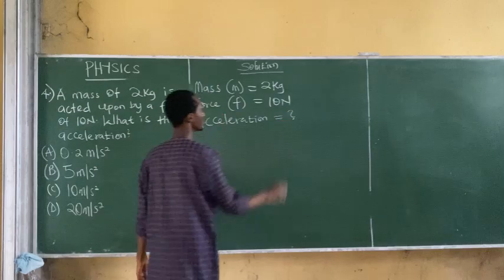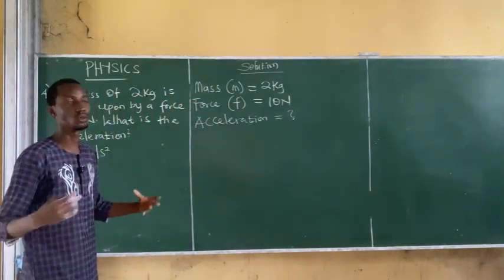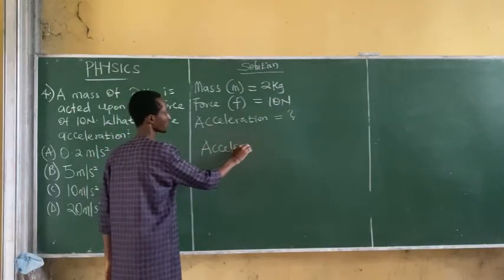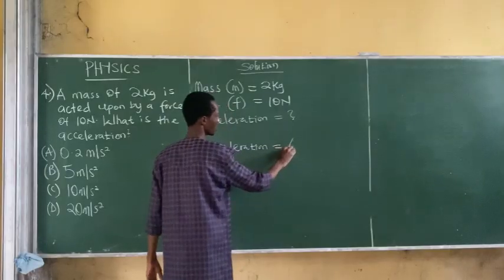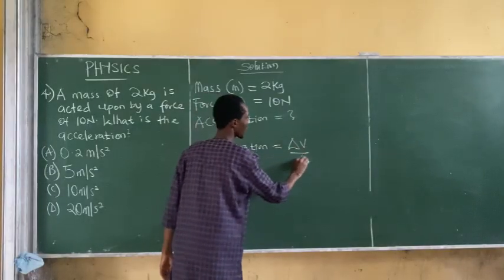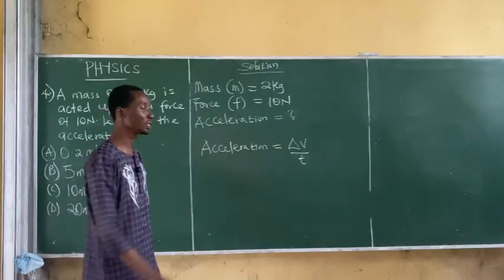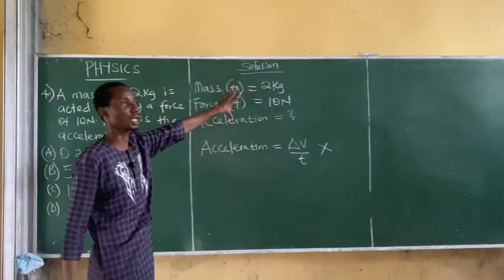is unknown. Now, some persons, when they see this question, will rush and recall the formula for acceleration, that acceleration is equal to change in velocity over time. If you use this formula, you're wrong. You won't get the answer correct. You work with what you have in the given parameters.